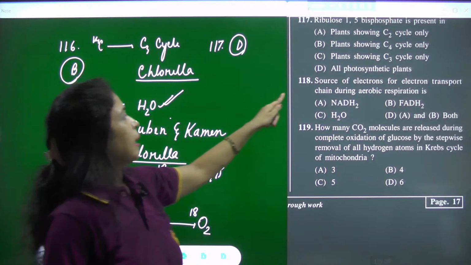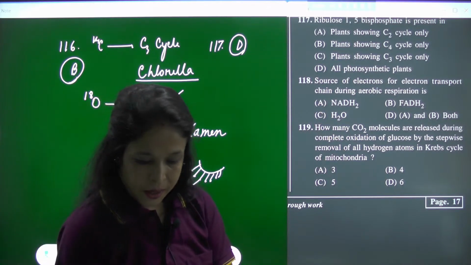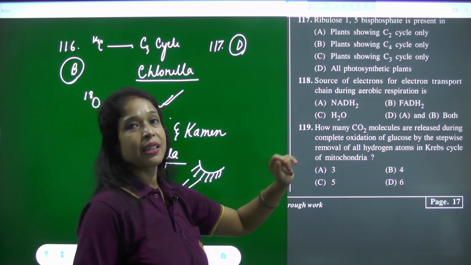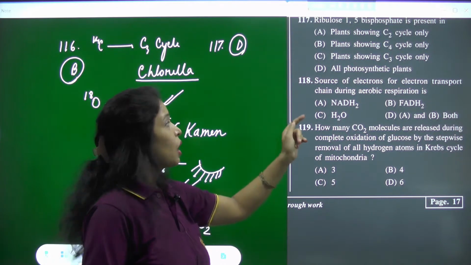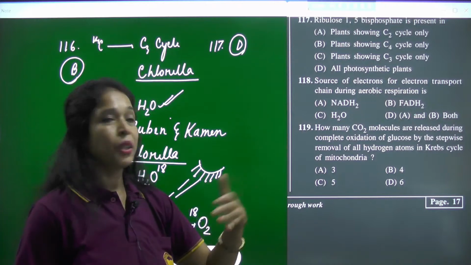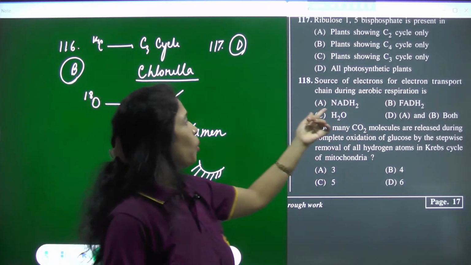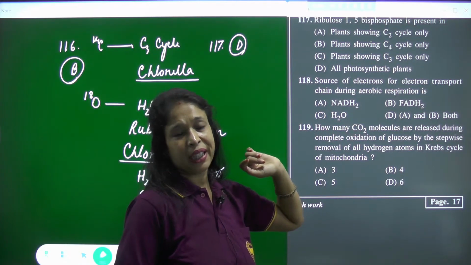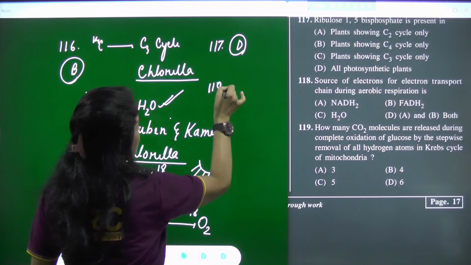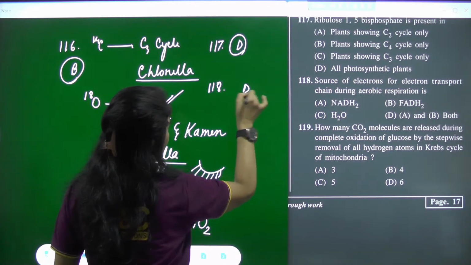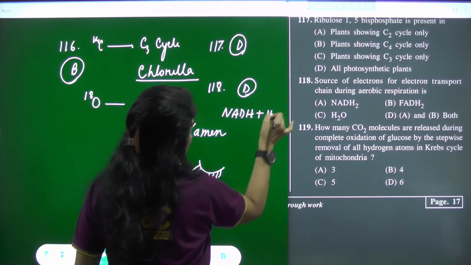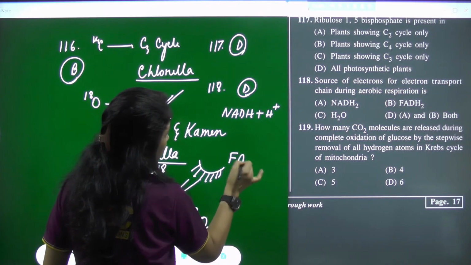Next, let us see 118, source of electrons. Source of electron for ETS, electron transport chain during aerobic pathway. So, source of electron for ETS during the aerobic pathway, it will be both NADH as well as FADH2.